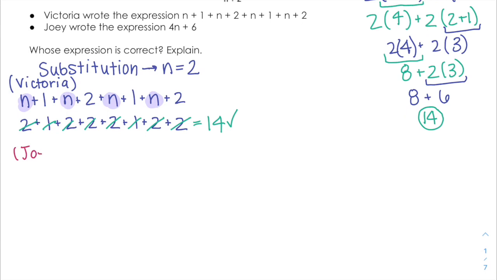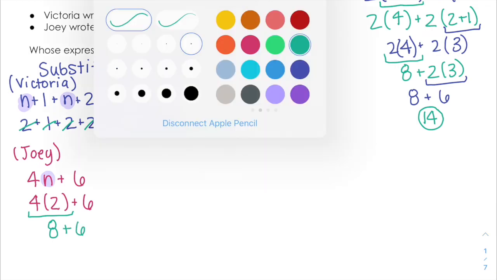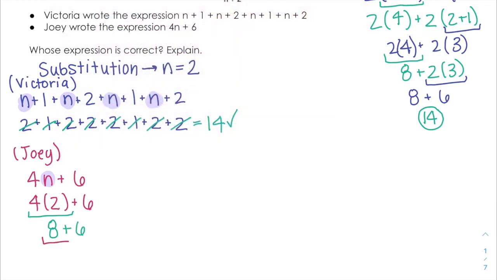So let's go ahead and try Joey's now. Joey has the expression 4n plus 6. Again, we're going to substitute n with the number 2. So we have 4 times 2 plus 6. We have to solve our multiplication problem first. So 4 times 2 is 8. Then 8 plus 6 gives us 14.